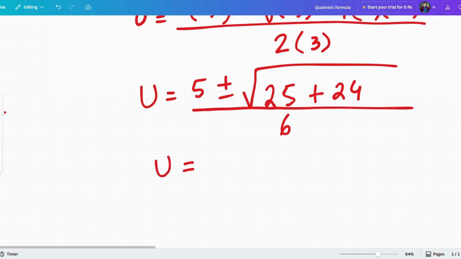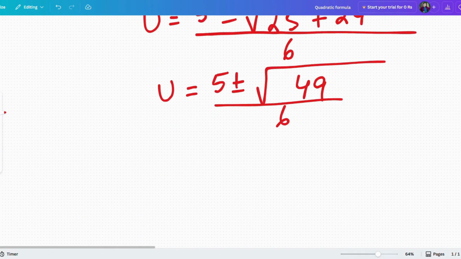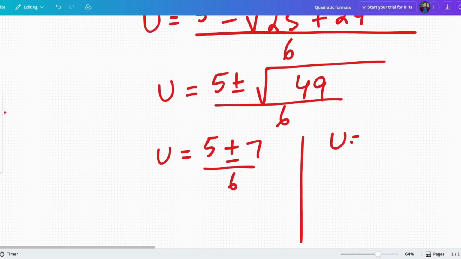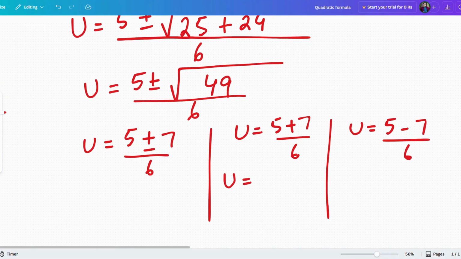So now u equals 5 plus minus radical 49, divided by 6. So now one time I will get u equals 5 plus minus 7 over 6. So I can put it down as u equals 5 plus 7 over 6, and one time I can put it as u equals 5 minus 7 over 6. So I will get u equals 12 over 6, which is equivalent to 2. And for the other one, u is equivalent to minus 2 over 6, which is equivalent to minus 1 over 3.